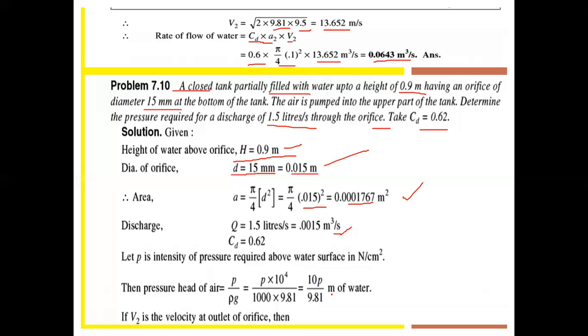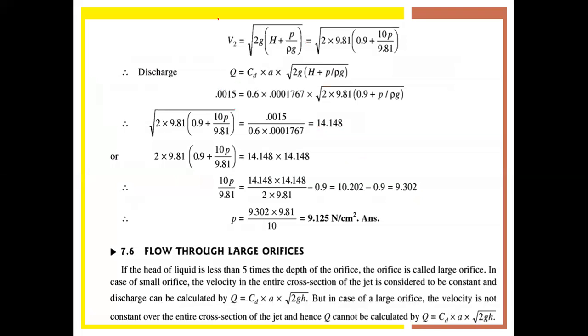Now, V2 is the velocity at the outlet of the orifice. So what you have to take, V2 is equal to root 2gH. Here we write H plus the pressure energy, that is 2 into 9.81, H is equal to 0.9 plus 10P by 9.81. Now the discharge Q is equal to CD into A into root 2g into H plus P by rho g. Got it? Now substituting the values, CD is equal to 0.6, A is equal to this one, root 2 into 9.81 into H, that is 0.9 plus P by rho g.